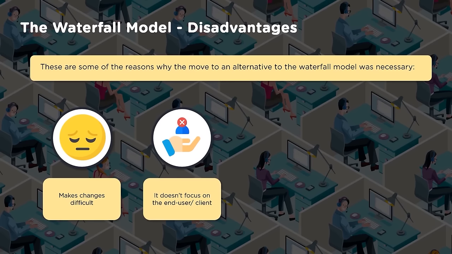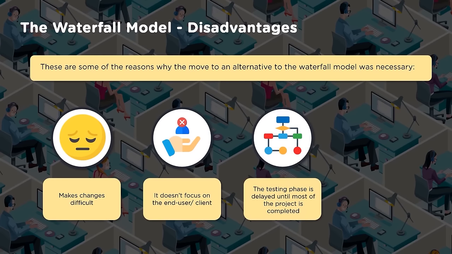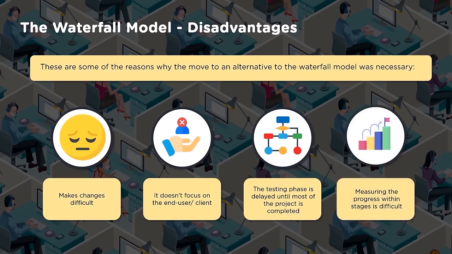The testing phase is delayed until most of the project is completed, because it has to follow step by step, wait for the things to complete, and then testing happens. Then measuring the progress within the stages is difficult. Why is it difficult to measure the progress within the stages? Because of the deliverables or the metrics defined to measure at a milestone and at the end of the phase to understand whether everything is delivered as part of it.